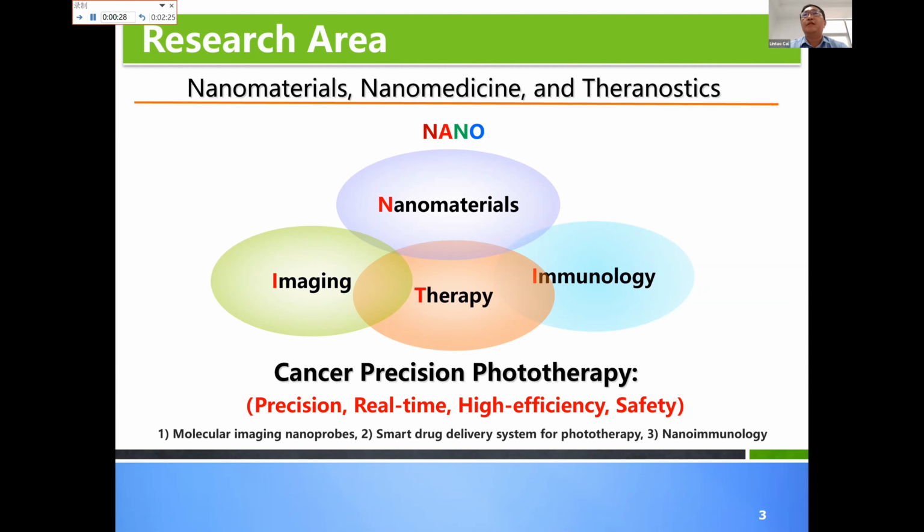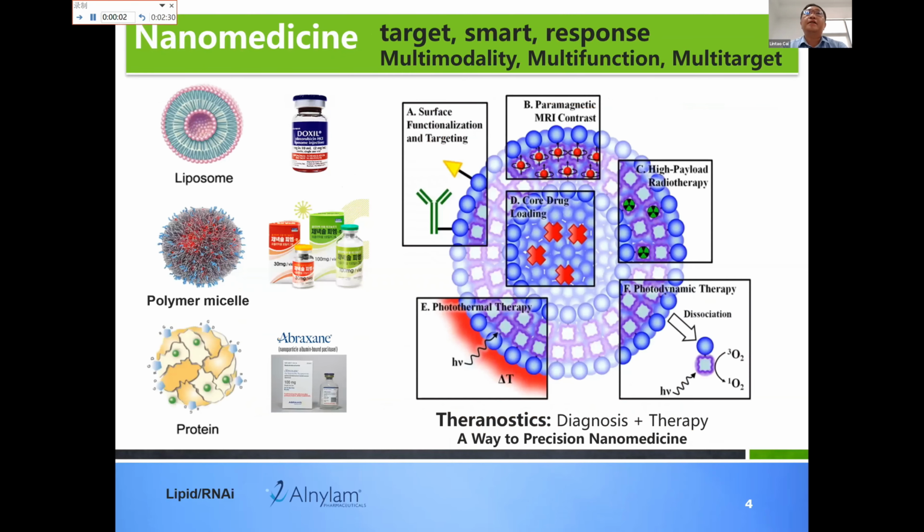some activation of immunology. As we know, these nanomedicines have different functions. They can load the imaging molecule and the drug molecule together too. So we can combine diagnosis and therapy together into a way of precision nanomedicines. These are some commercialized nanomedicines, such as Doxil or Abraxane.